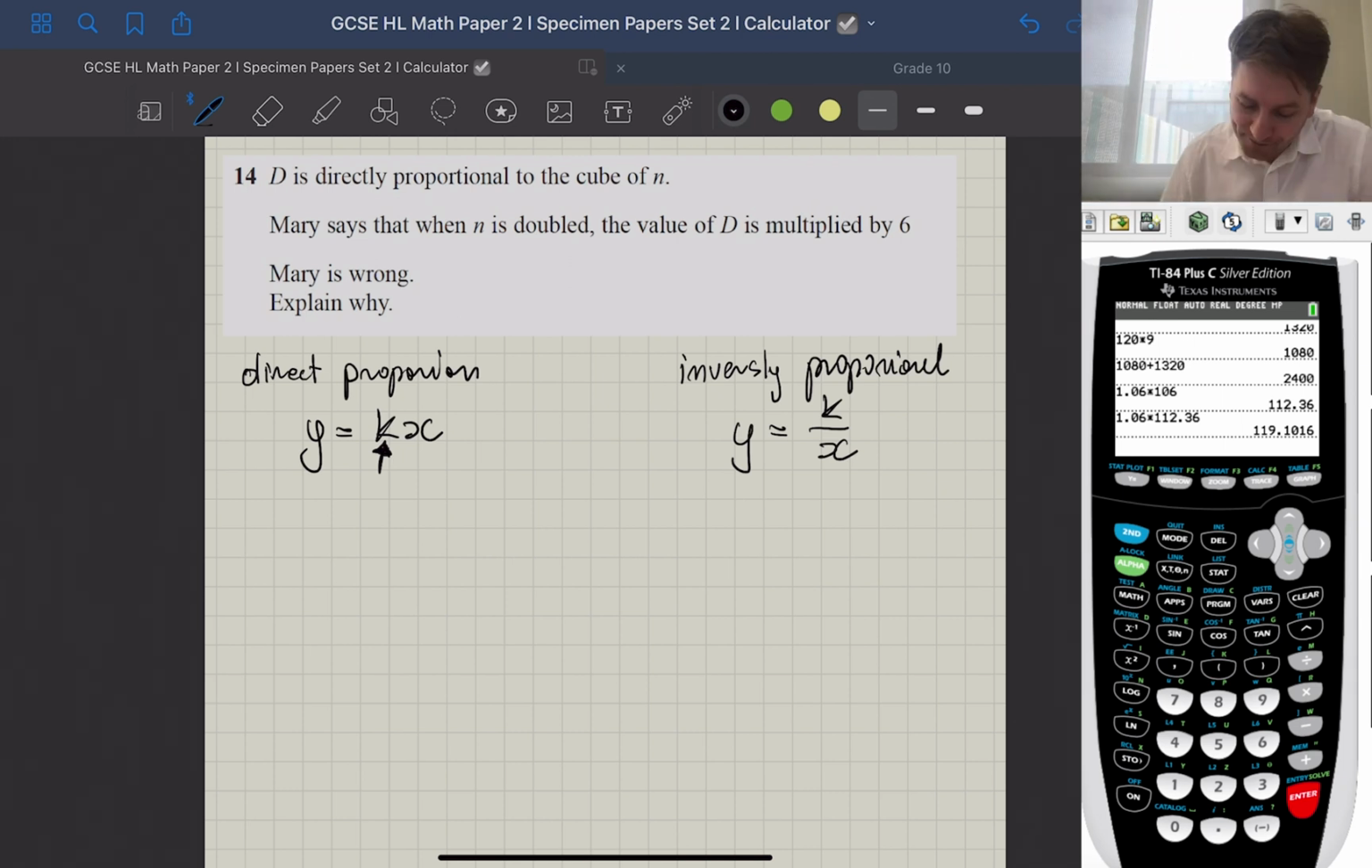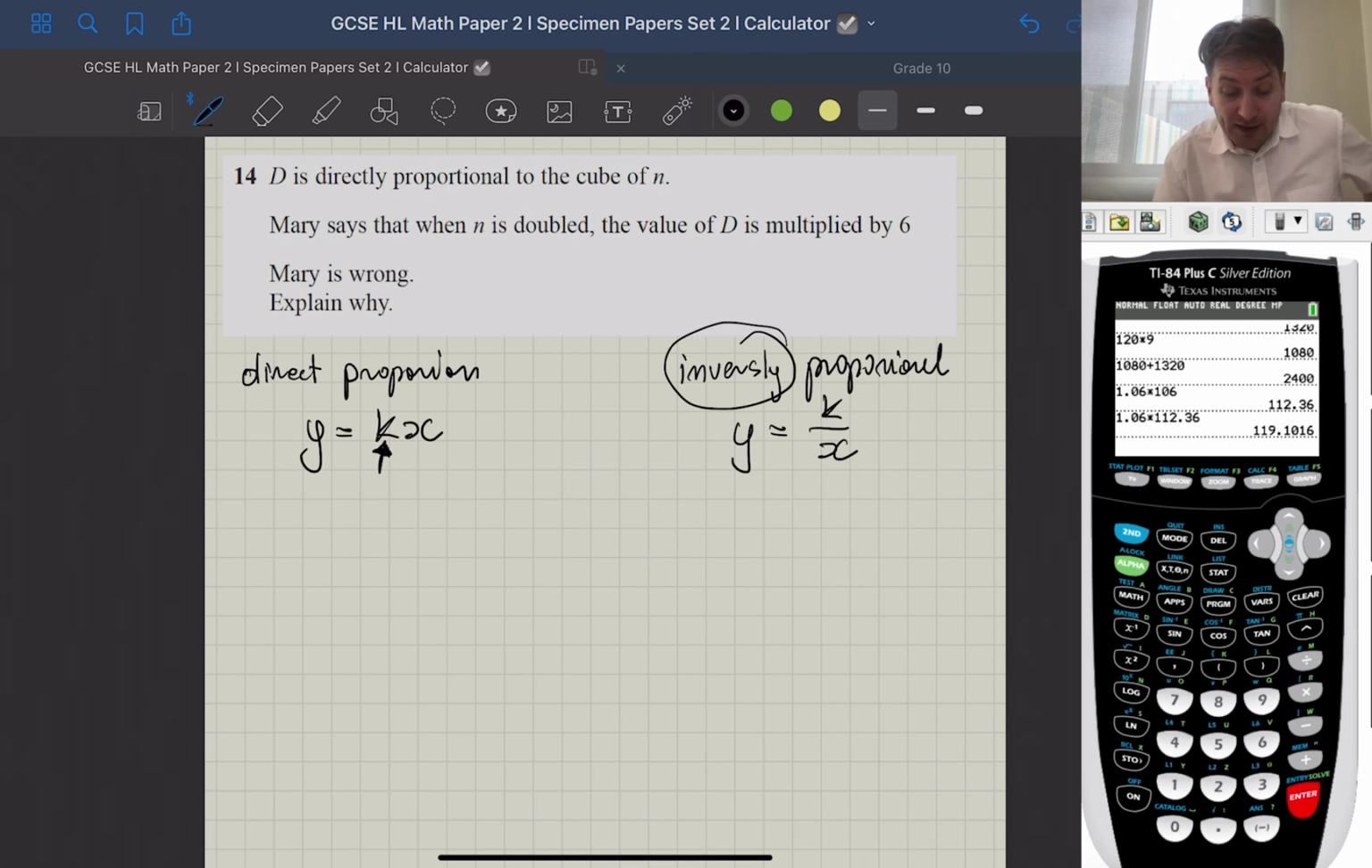Now, obviously, when it comes to questions like this, you have to first figure out, are they talking about directly or inversely? The word directly, they sometimes don't even use, so they can say something is proportional to something. That means directly proportional. If something is inversely proportional, they will always use the word inversely proportional. So if there is no word inversely, it means directly proportional.